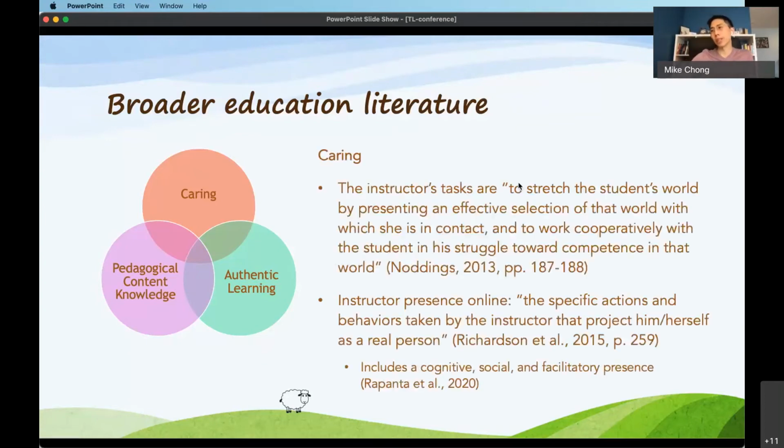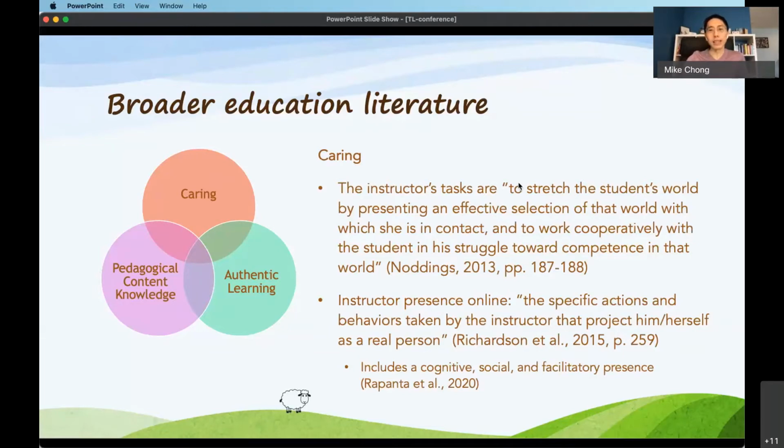The first one is caring, which I draw from Noddings, who first wrote this book back in the 1980s, that teaching is an act or an embodiment of caring, with a student being cared for. She writes that the instructor's tasks are to stretch the student's world by presenting an effective selection of that world with which she is in contact, and to work cooperatively with the student in his struggle towards competence in that world. And so as pharmacists teaching future pharmacists, we present a selection of the practice and we work with the students to make sense of that novel world that they're in.